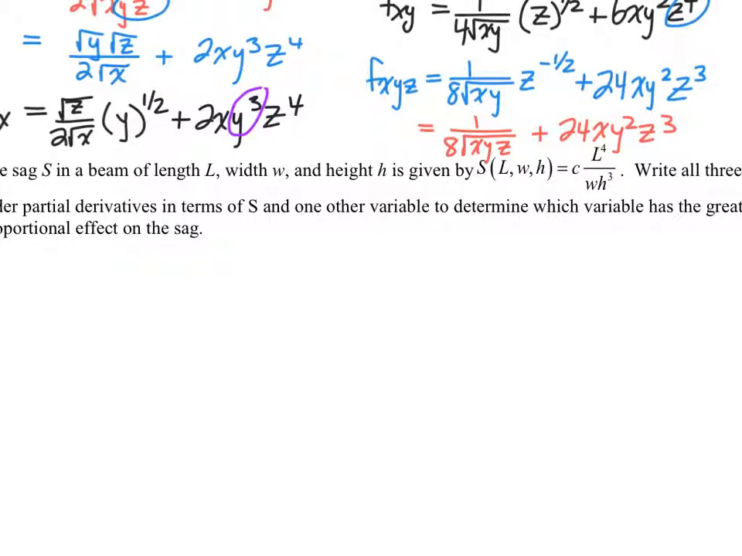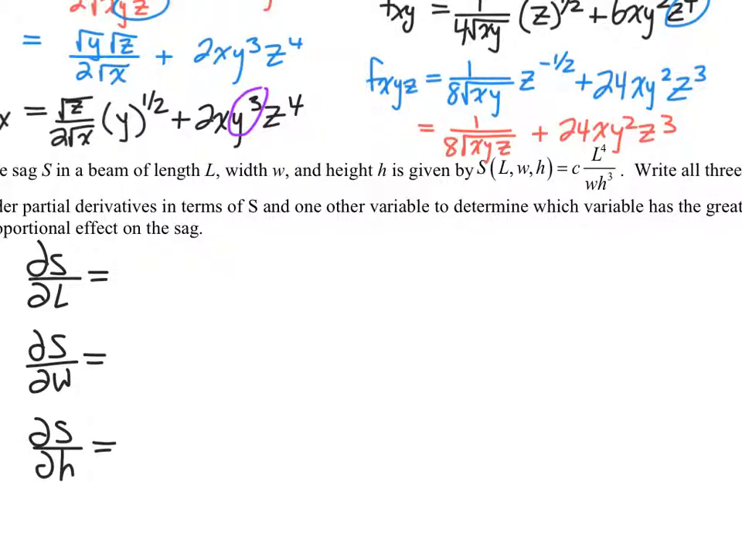But basically, it's saying find the partial of S with respect to L. Find the partial of S with respect to W, and the partial of S with respect to H. And just note the relationships that exist.